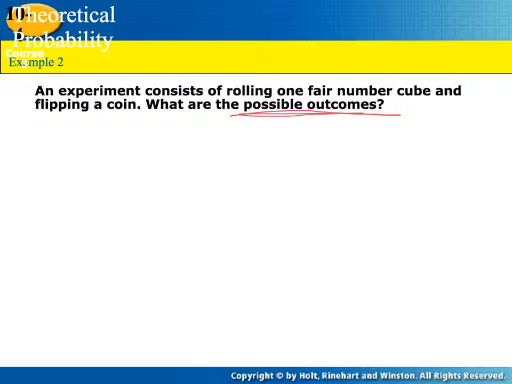All right, so if I rolled a number cube, a number cube being a die, okay? So if I rolled a number cube, what could I possibly get? I could get a 1, a 2, a 3, a 4, a 5, or a 6, okay? Now, if I flipped a coin, I could get either heads or tails.